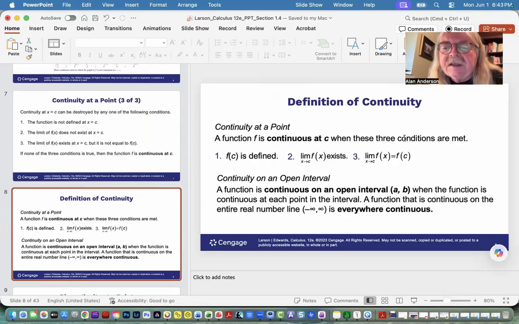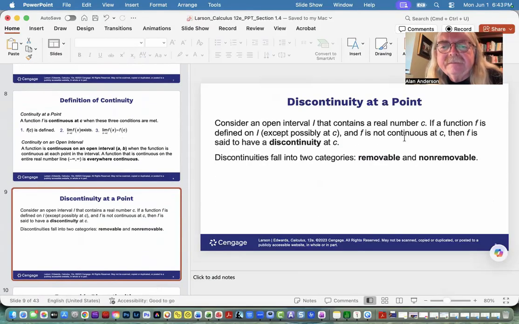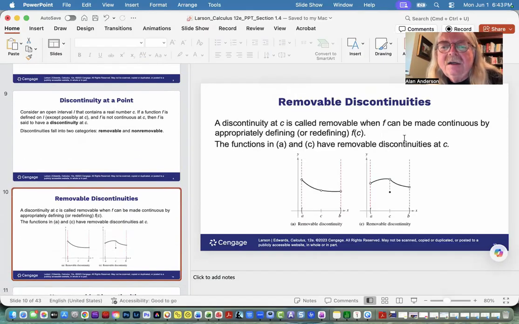Now, a function can be continuous over an open interval when it is continuous at every point in the interval. And if it's continuous over the entire real number line, then we say that it is everywhere continuous. Now, discontinuities, interestingly enough, fall into two basic categories. We call them removable and non-removable. What is that supposed to mean? All right, let's take a look.